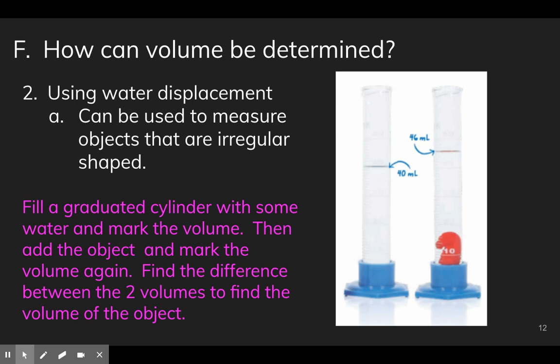All we do is find the difference between the two volumes to find the volume of the object. So we look at, well, how much did that go up? If we started at 40 and it went up to 46, it went up 6 milliliters. So the volume of that object is 6 milliliters. 1 milliliter is the same amount as 1 centimeter cubed. We usually measure liquids in milliliters and solids in centimeters cubed. So I would say that this chess piece is 6 centimeters cubed, or 6 milliliters.